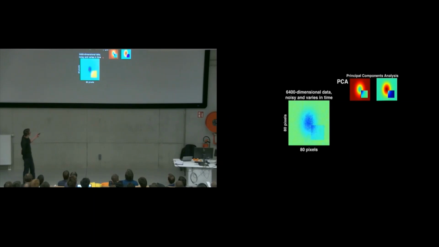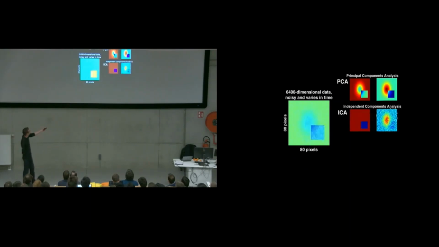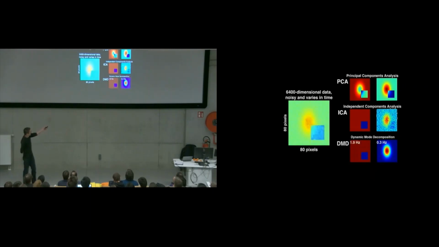And so this is what PCA would give you. It mixes those two signals, right? Because PCA is only based on the energy or the variance in the signal. And when I say PCA, you should also be thinking it's the same as POD. Okay. ICA actually does separate out the square and the Gaussian that are oscillating at different frequencies, but it has a bunch of noise and clutter. DMD perfectly separates them, and it gives you the eigenvalue of how those dynamics evolve. It gives you a model, not just the modes.